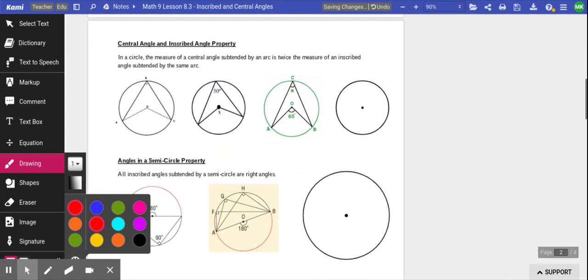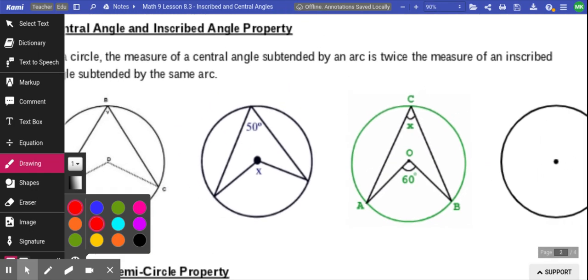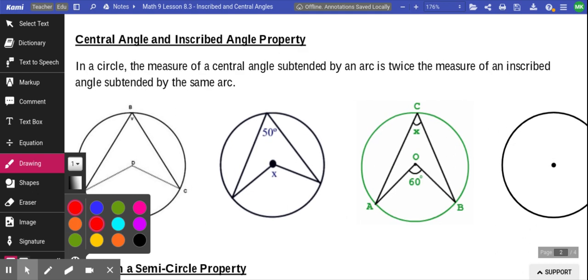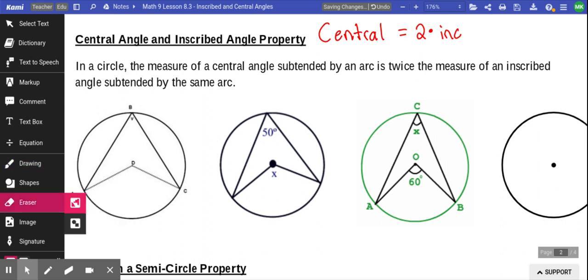Awesome. Let's see some questions about this. So why are inscribed and central angles important? Why do they affect each other? The reason that they matter is they have a property that's kind of cool. When you have a circle and you have a central angle and you also have an inscribed angle, your central angle is actually twice the measure of the inscribed angle. So central angle equals 2 times the inscribed angle. Oh, I didn't spell inscribed wrong.